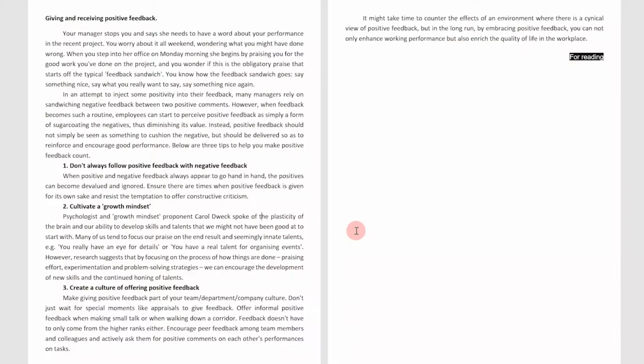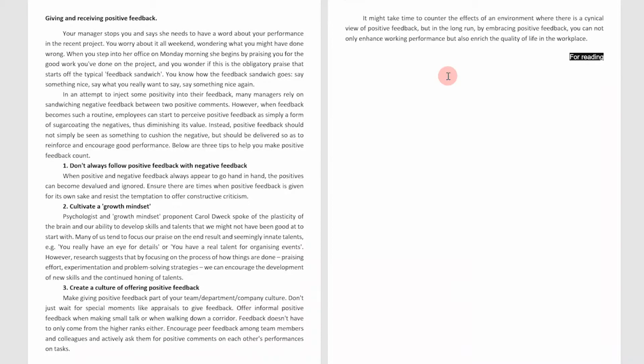The fourth question. What does it mean to create a positive feedback culture? It means not just waiting for special moments like appraisals to give feedback. Offer informal positive feedback when making small talk or when walking down a corridor. Also put 1, 0.5 or 0 points for your answer.